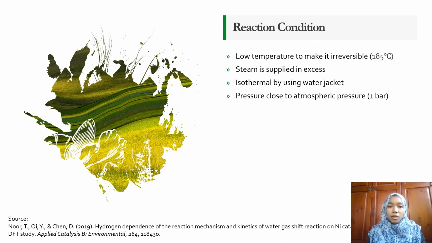Next, steam is also supplied in excess to increase the conversion of carbon monoxide to carbon dioxide, and this will increase the production of hydrogen. The reactor is also made isothermal by using a water jacket to cool the reactor from the heat released from the reaction. And since both the product and reactant sides have the same number of molecules, the pressure is set close to atmospheric pressure, which is 1 bar.